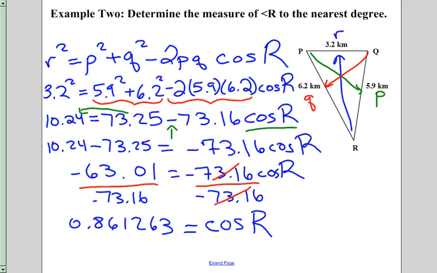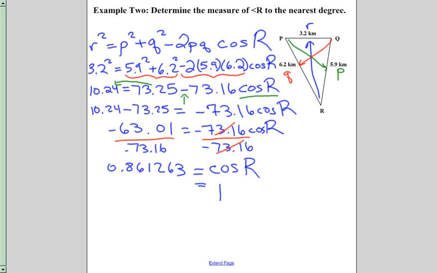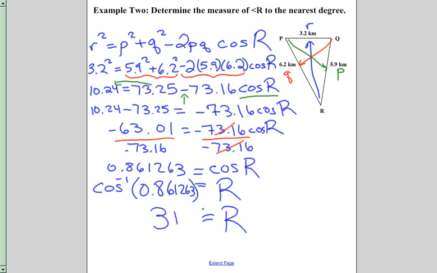Now, yesterday in your books, when you were doing this, you're finding a missing angle. You have to use the second function. So you're going to shift or control post the value 0.861263, or just type in the answer key on your calculator, and you get an approximate angle for r to the nearest degree, rounds up to 31 degrees.